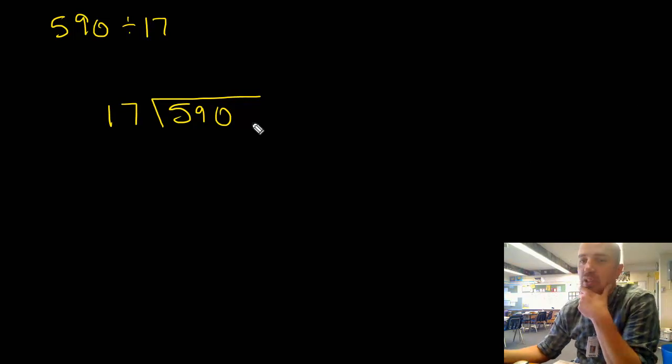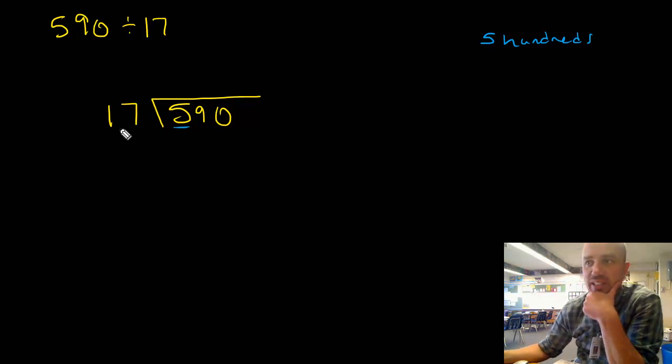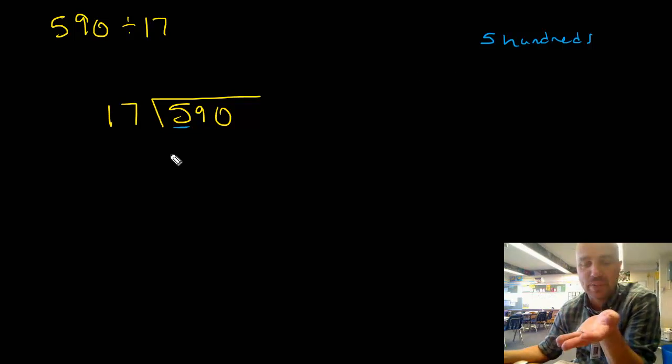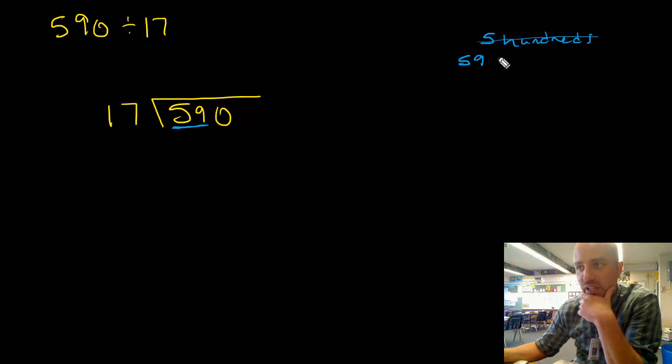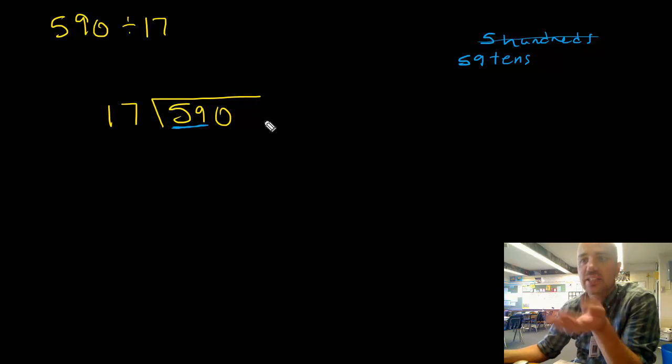What I want to do is start by taking a look at the first digit of my whole. And I'm going to say, well, I have 5 hundreds, right? That's what that represents. I can't split 5 up into 17 groups without regrouping something and then having some issues. So instead of using my 5 hundreds, I'm going to expand that over, and I'm going to use what I have here, which would be 59. And that 59 represents 59 tens, right? Because this is my tens column, and I have 59 tens here.